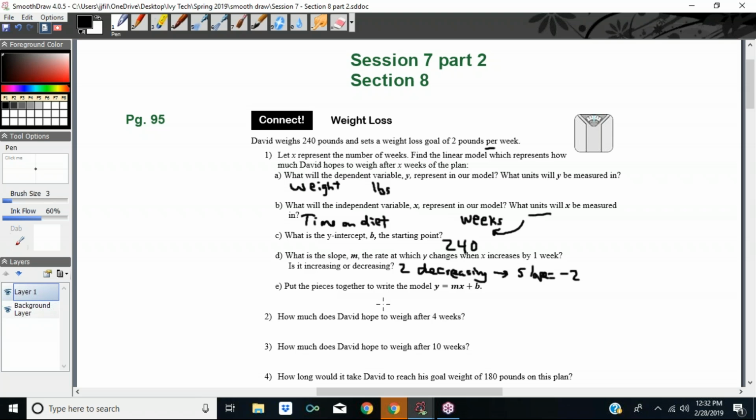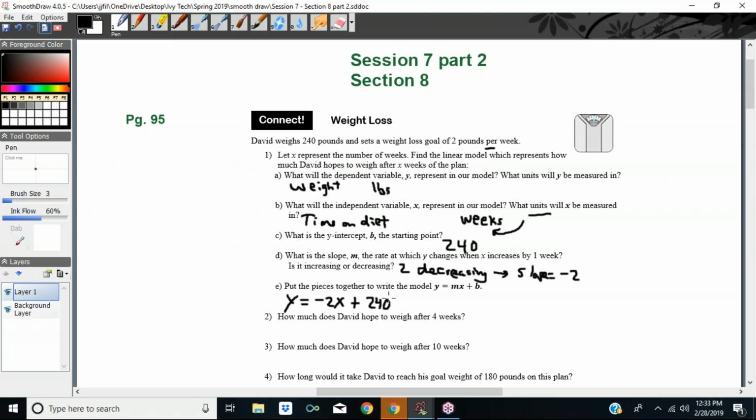Put the pieces together and write the model. So remember that we're going to keep the y and the x. So y equals, we're going to put the slope in front of the x, -2 times the number of weeks plus the starting weight. So that is where the pieces go. Now when you write the slope, remember it's just a number, it's not the x with it. But when you put it in the model, that's where the x goes, it goes with the slope.